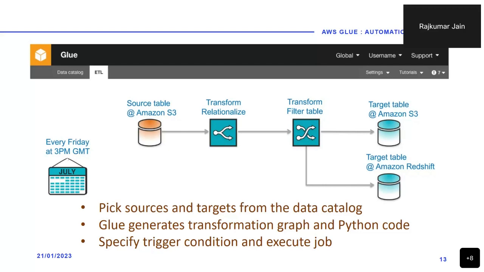So we can transform the data and put it into the target tables. Pick sources and targets from the data catalog. Glue generates the transformation graph and Python code. Specify trigger conditions and execute the job. Specifying a trigger condition means you specify when it should get triggered, either on the arrival of the file or at a particular time, and then it executes the job. It will generate the code for you, and you can see what code it generated while you are creating the workflow for this process.